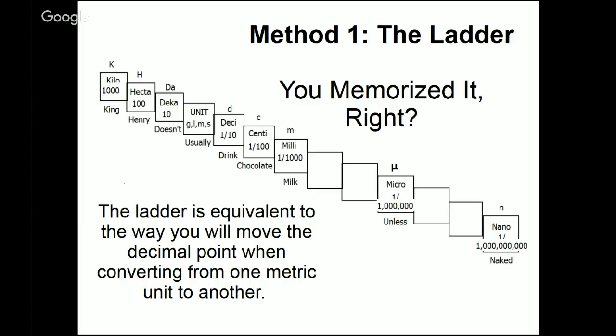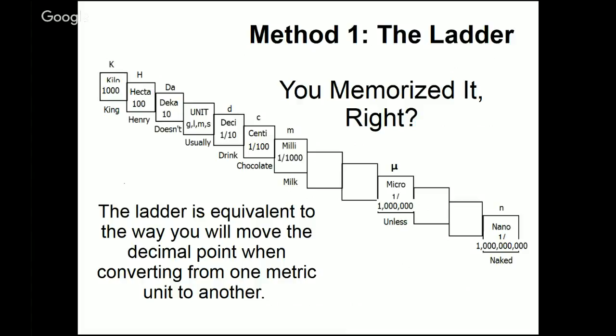Okay? So as we discussed in the last lecture, each of the steps on this ladder represents a prefix within the metric system, such as kilo or deci. And these prefixes represent amounts. For instance, a kilo represents 1,000 of a unit, so kilogram would be 1,000 grams. And as you can see on the ladder, these prefixes are separated by a factor of 10 for most of them, with the exception of the jump from milli down to micro and from micro down to nano.